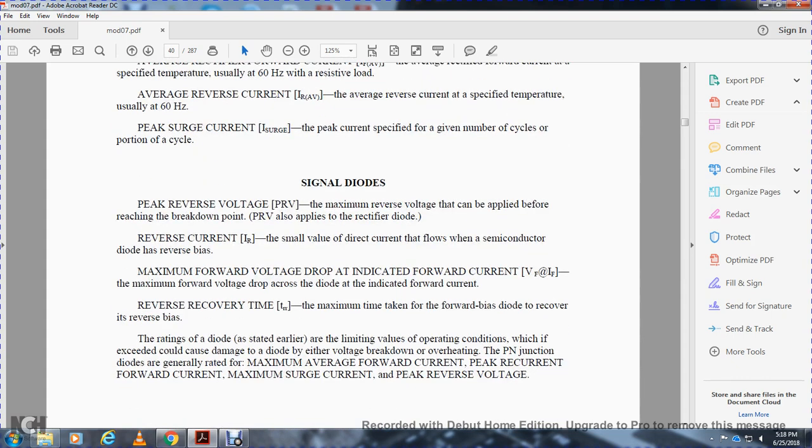For single diodes, peak reverse voltage, or PRV, is the maximum reverse voltage that can be applied before reaching the breakdown point. It also applies to the rectifier diode. Rectifier reverse current, or IR, is the small value of direct current that flows through a semiconductor diode under reverse bias. Maximum forward voltage drop, VF, is indicated at a given forward current, IF, at the cutoff of the diode.